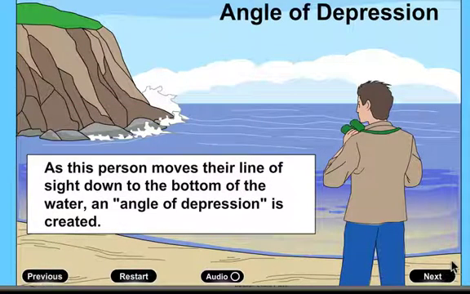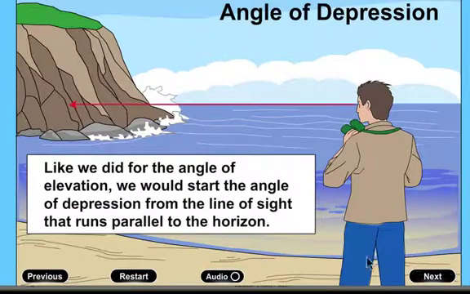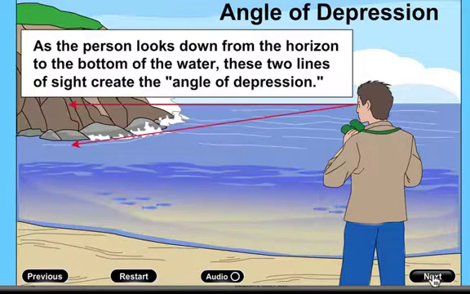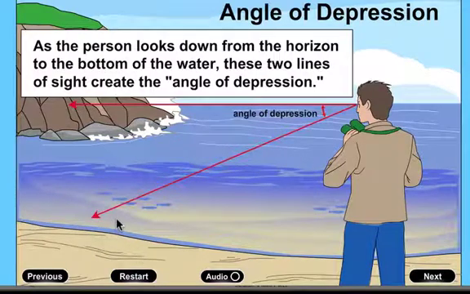So as this person moves their line of sight down to the bottom of the water, an angle of depression is created. So here's the line of sight, just like it was before, but now this person is going to look down to the bottom of the water. And this is an angle of depression because it's down from the line of sight, or down from this horizontal.